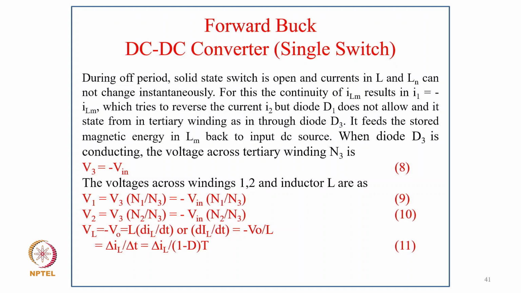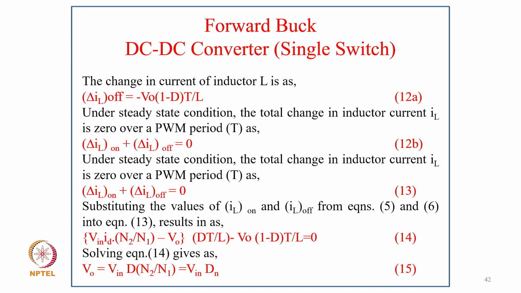It is taken from the tertiary winding and diode D3, so it feeds the stored magnetic energy in Lm back to the input DC source when diode D3 is conducting. So the voltage across the tertiary winding is V3 equal to minus V in, and the voltages across windings 1 and 2 are V1 equal to V3 N1 upon N3, equal to minus V in N1 upon N3, and V2 equal to V3 N2 upon N3. Also minus VL equal to minus VO, that is L dIL upon dt equal to minus VO, so dIL upon dt equal to minus VO divided by L.